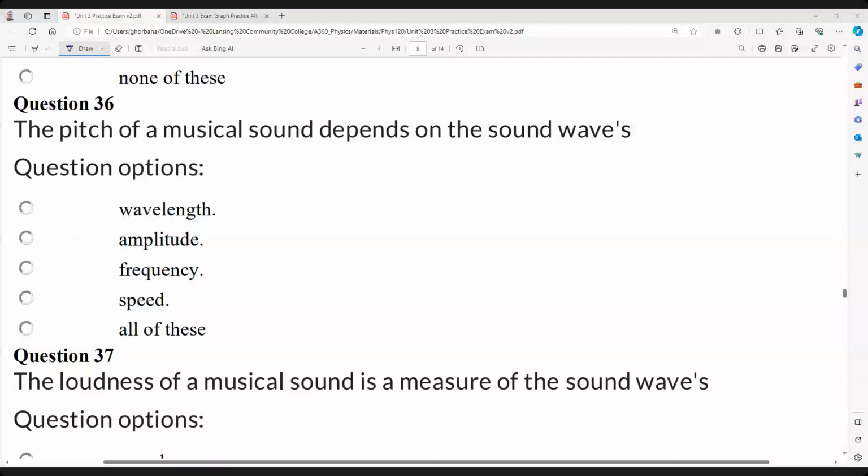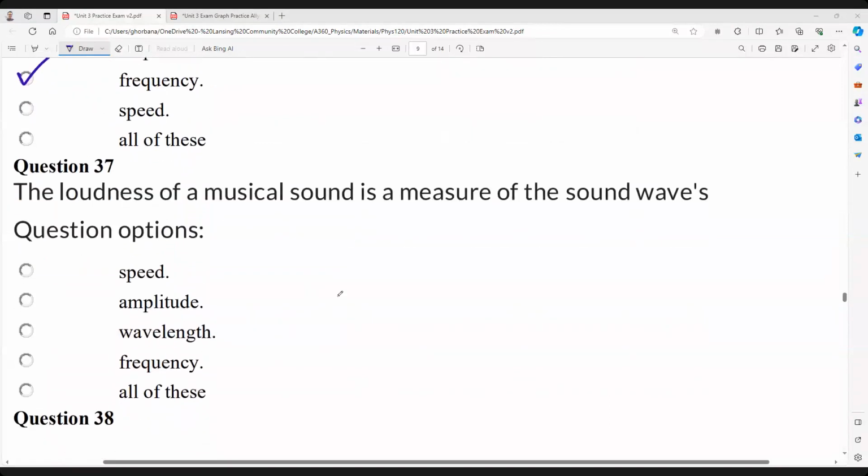Okay, which question were we on? 36. So what is the right answer for 36? Frequency is the right answer. Why? Because the pitch of the musical sound depends on its frequency. We just said pitch and frequency are kind of the same thing. So what is the next one?